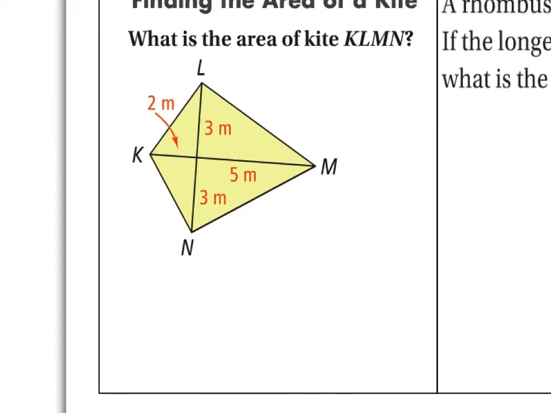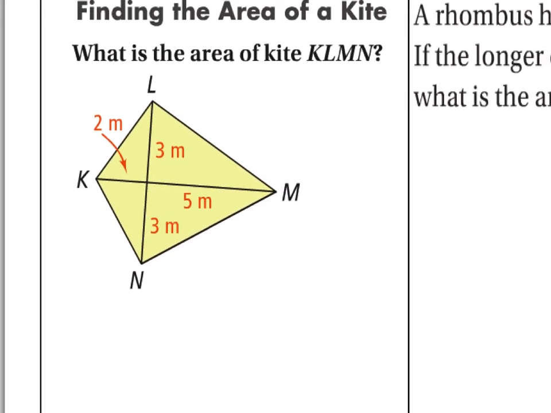Finding the area of a kite. What's the area of kite KLMN? As you can tell here, KM is one diagonal from K to M, and we see that this part's 5 and that part's 2. So that's 5 plus 2, which is 7 meters. So KM is 7 meters. LN is the other diagonal that goes across the kite. In this case it's 3 and 3, so LN is going to be 6 meters.